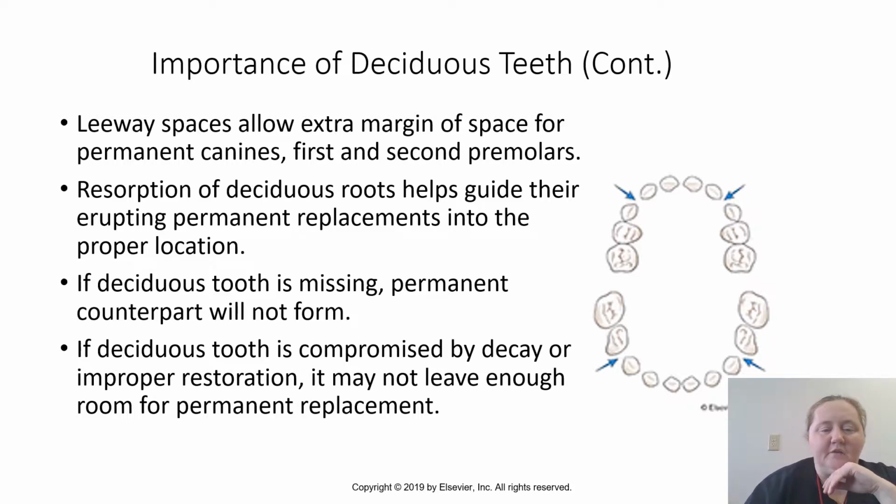Leeway space allows for extra margin of space for permanent canines and first and second premolars. Resorption of deciduous roots helps guide the eruption of the permanent replacement into the proper location. So if we have to take those teeth out early, the permanent tooth doesn't have the guide.